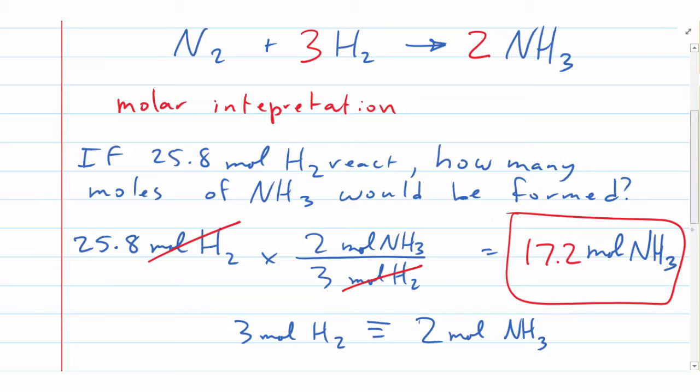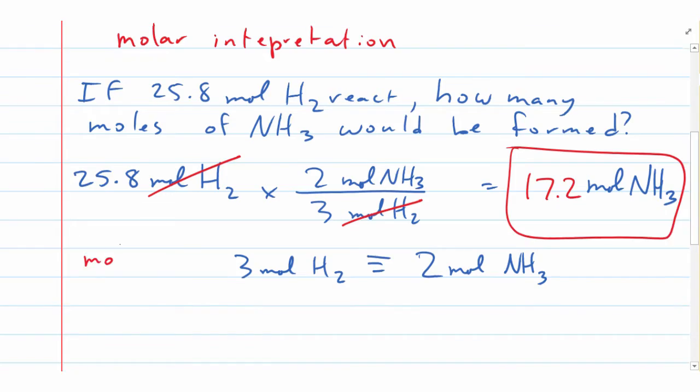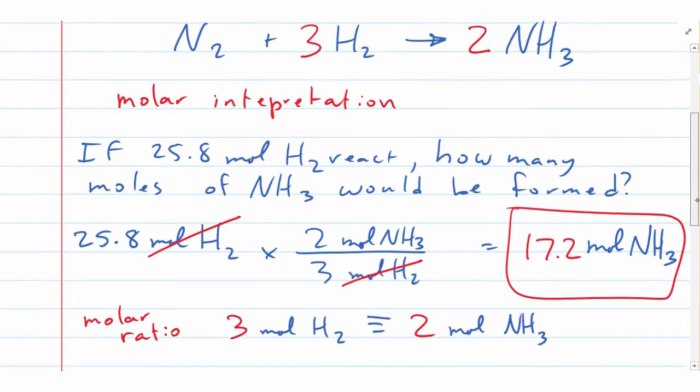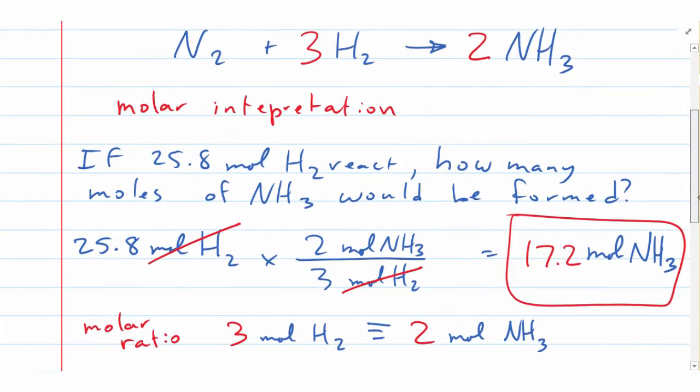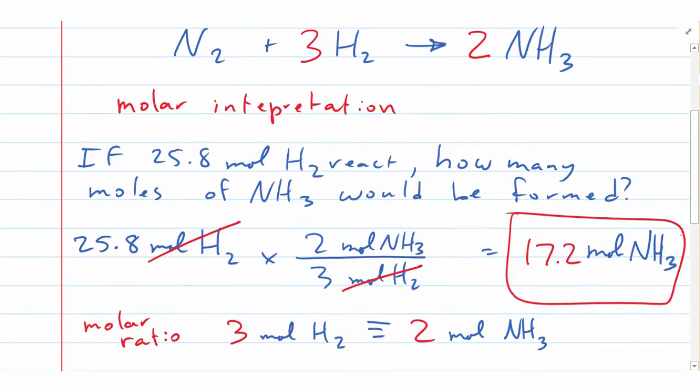This relationship right here is referred to as a molar ratio. It's a molar ratio. And a molar ratio comes from the coefficients in the balanced chemical equation. And when I remember, I try to write them in red, so you can tell that I'm borrowing them as the coefficients. So again, a molar ratio comes from the coefficients in the balanced chemical equation.